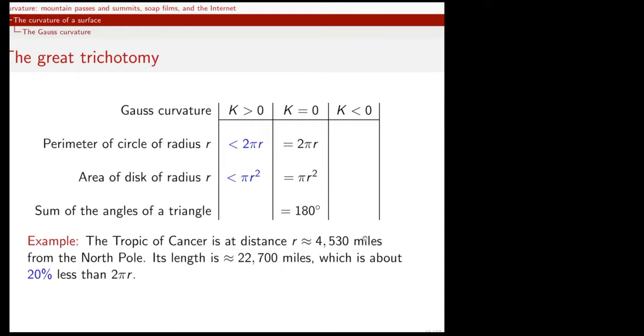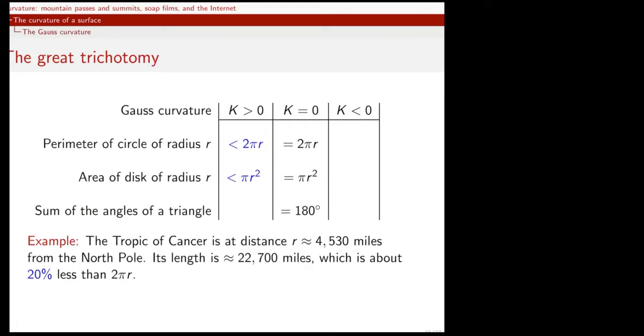But if you look at its length, it's not 2 pi times 4,500. It's only 22,000 miles, roughly, which is about 20% less than what you would expect. So the distances are shorter on the Earth than on the plane.